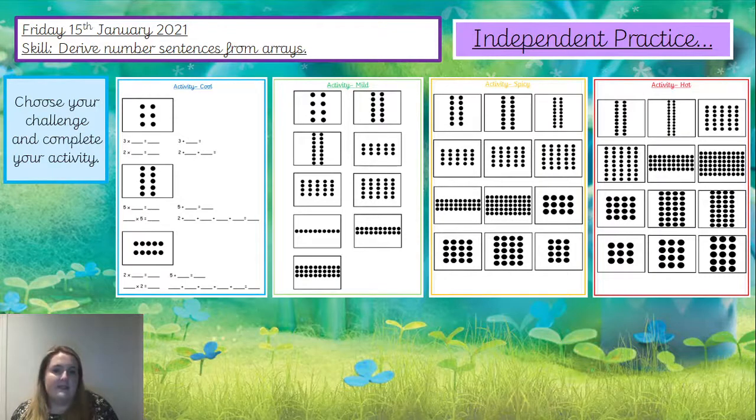number sentences underneath. Okay, so as you can see, mild, spicy and hot, you have just got the arrays ready for you to cut out. If you're doing the cool activity, you've got your array and then you've got some structured number sentences underneath to help you structure your number sentences a little bit more. So you've been given a few numbers and you've also been given the dashes to show how many numbers you need, so how many numbers should be in your repeated addition number sentence, for example. Okay?